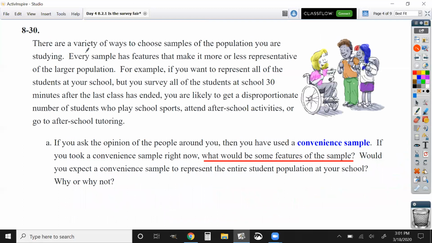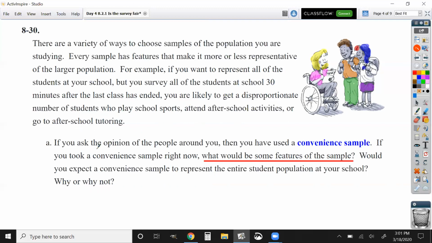Problem 830. There are a variety of ways to choose samples of a population you're studying. Every sample has features that make it more or less representative of the larger population. For example, if you want to represent all the students at your school, but you survey all the students 30 minutes after the last class has ended, you're likely to get a disproportionate number of students who play school sports, attend after school activities, or go to after school tutoring.